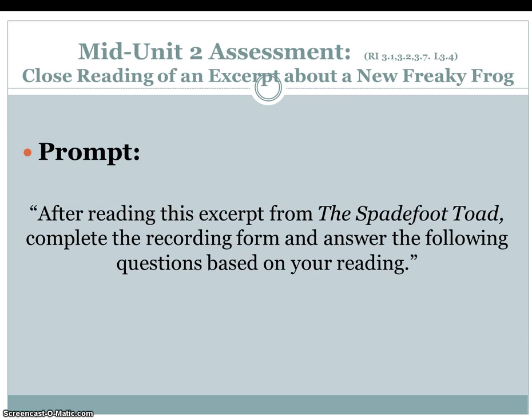Mid-Unit 2 assessment is a close reading of an excerpt about a new freaky frog. Students will respond to the following prompt. After reading this excerpt from The Spadefoot Toad, complete the recording form and answer the following questions based on your reading.